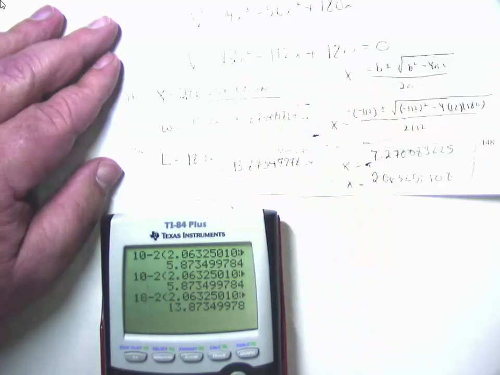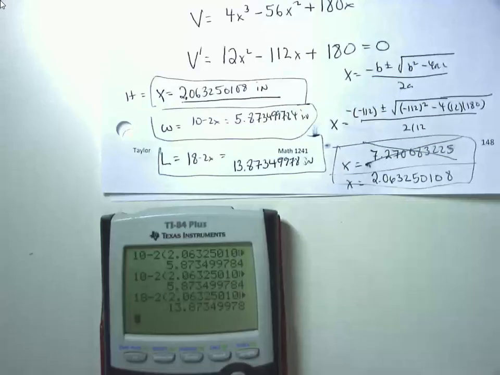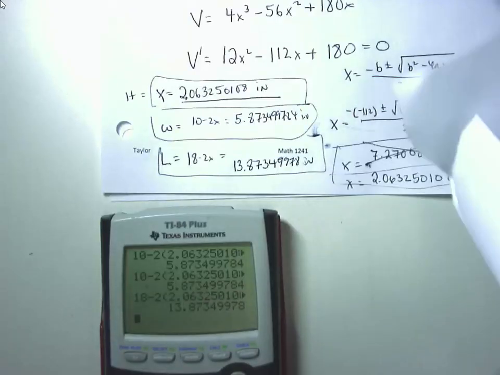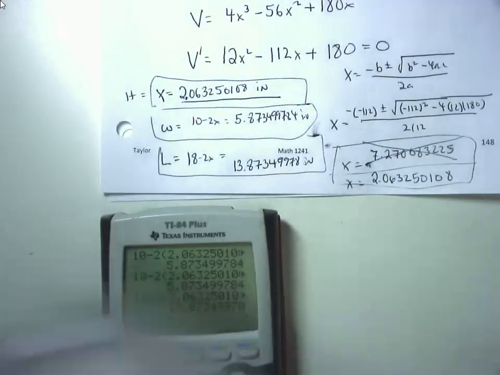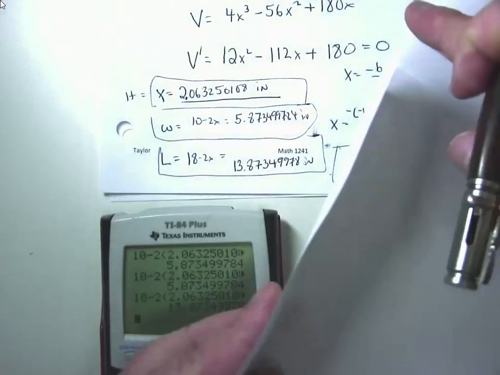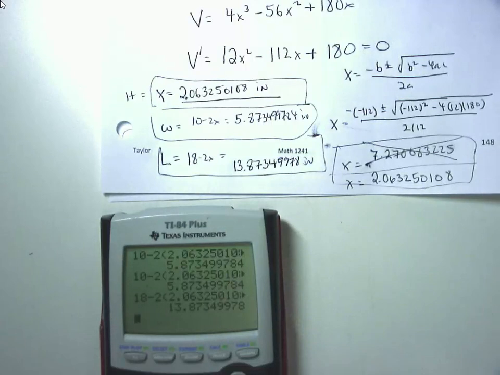In other words, my ashtray that I built for my parents was 2 inches high, 5.87 inches wide, and 13.87 inches long, and that would hold the maximum amount of ashes that my parents' friends who smoked cigarettes in the old days could come over to the house and play bridge and stuff.